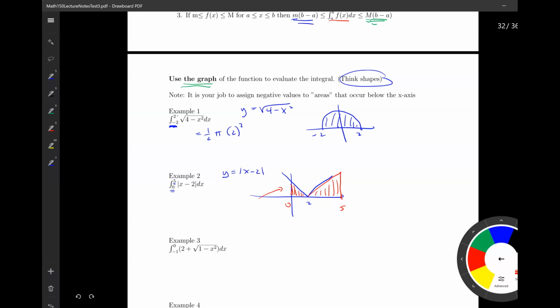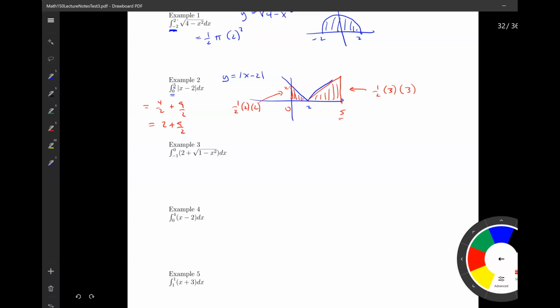So this triangle will have an area of 1/2 base times height, right, using the y value that's given here. And then this triangle will have the area of 1/2, base will be 3, and height will be, if I plug 5 into the function, I get 3 as well. So this gives me 4/2 plus 9/2, or 2 plus 9/2.